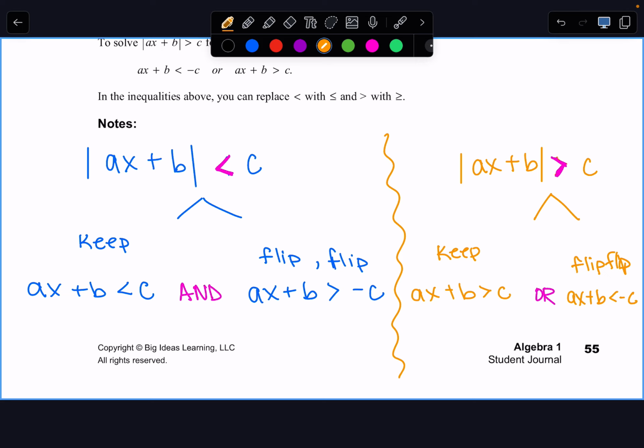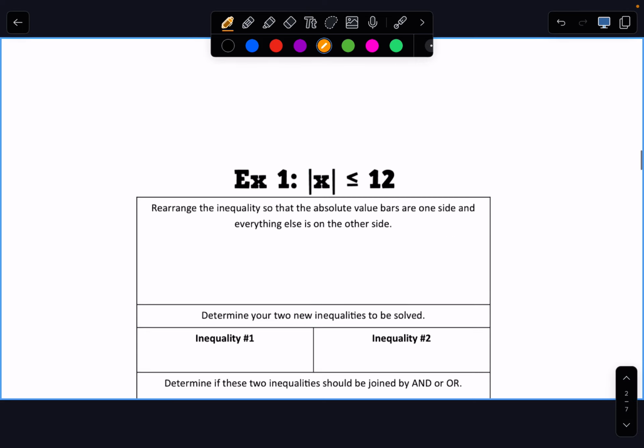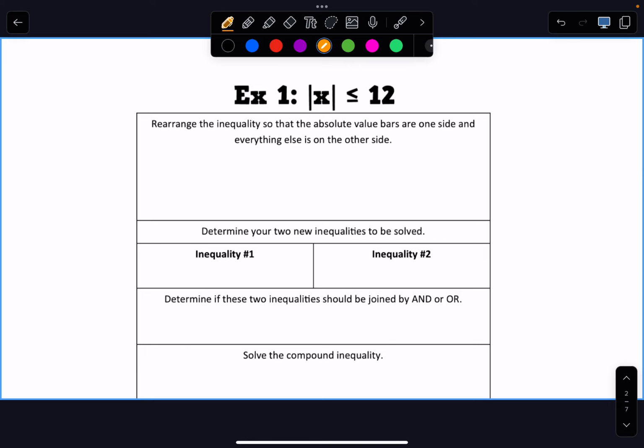All right, so we're going to look at example 1. Okay, so just like with our equation, it's going to be important that we get the absolute value by itself. So if there's anything outside of the absolute value that needs to be moved to the other side, we would need to do that first. Do we have to do that in example 1? No, we just have the absolute value of x is less than or equal to 12.